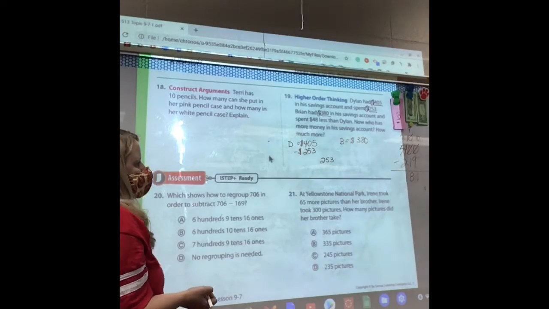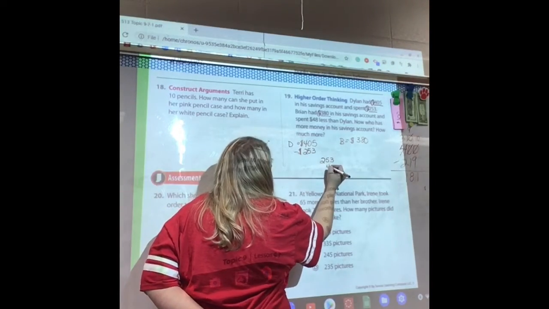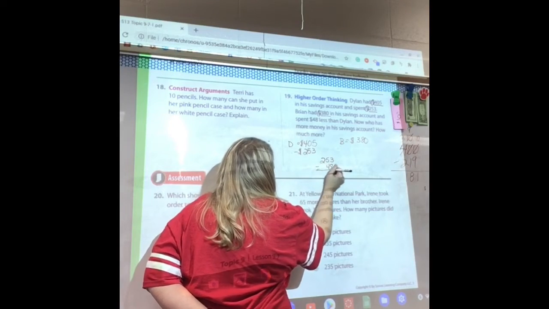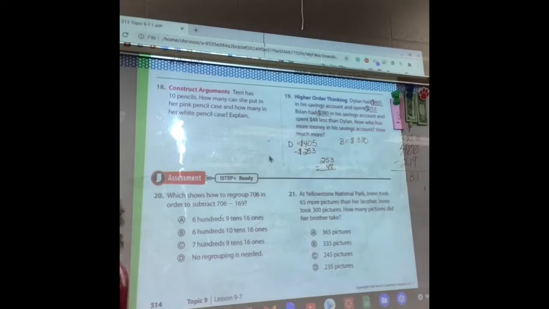Tyson? 205. Yeah, so be careful because we have to be real precise when we're subtracting and make sure we get it in the right place value. Remember, I have lined paper over there. You can always turn it on its side to use if you need to.